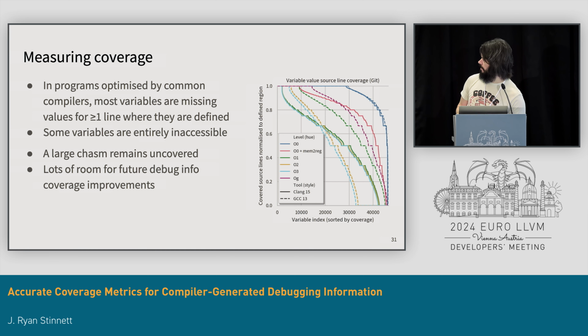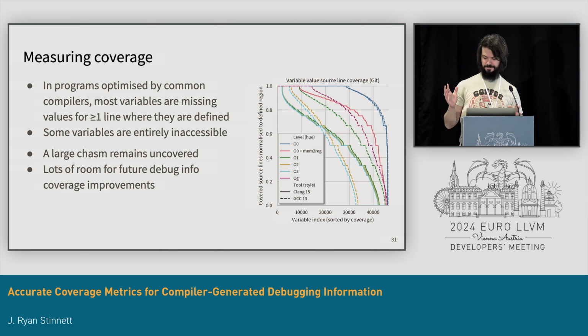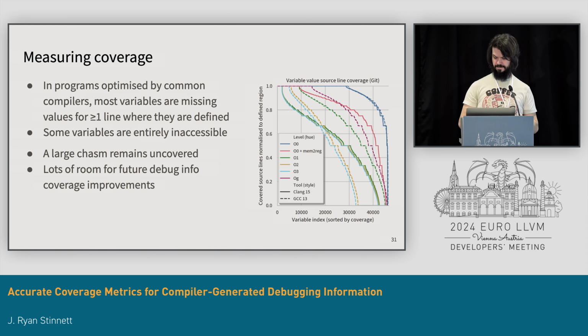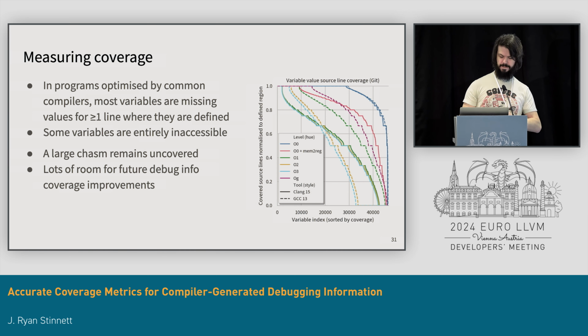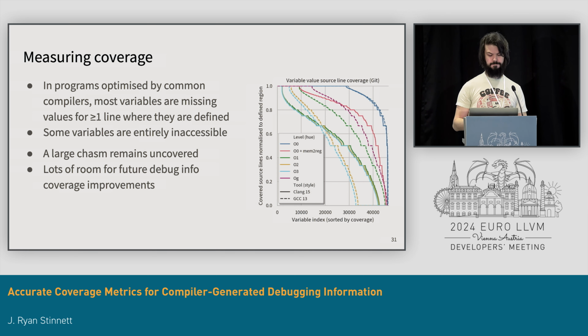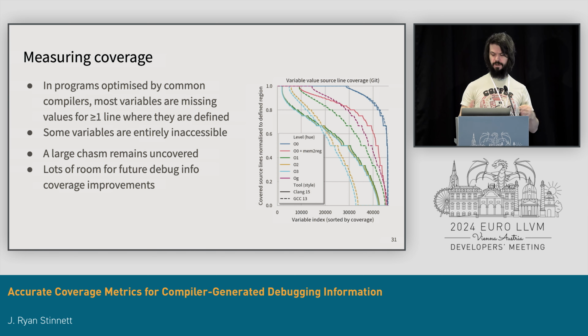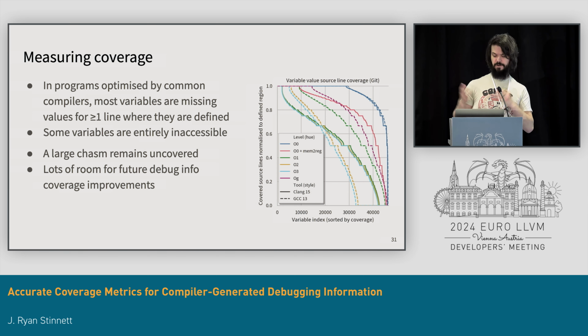There's a lot going on here in this chart. You could probably stare at this for a while and ask all sorts of different questions. But let's see, what are some of the things that stand out? One thing I'll say is that in many programs, and in this example, once you have some amount of optimization enabled, just O1, or even whatever the basic first level of optimization is, there's quite a few variables that are at least missing one line of their source coverage. And some variables are just entirely inaccessible for various reasons.